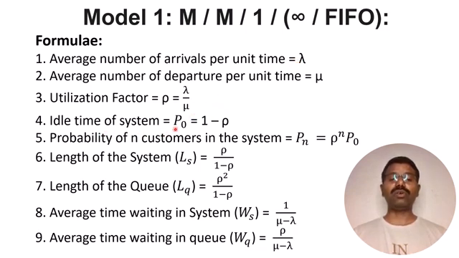Idle time of the system, P naught, is equal to 1 minus rho. The utilization factor is rho, so that is what you are utilizing, so the idle time of the system will be 1 minus rho. Then the probability of n customers in the system, Pn, is equal to rho power n into P naught, and the length of the system is equal to rho by 1 minus rho, and the length of the queue, LQ, is equal to rho square by 1 minus rho. The average time waiting in the system, WS, is equal to 1 by mu minus lambda, and the average time waiting in the queue, WQ, is equal to rho by mu minus lambda.